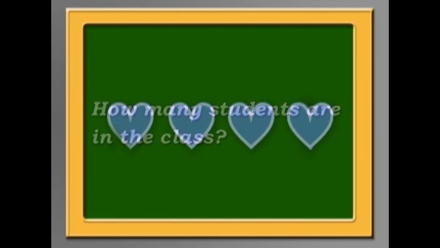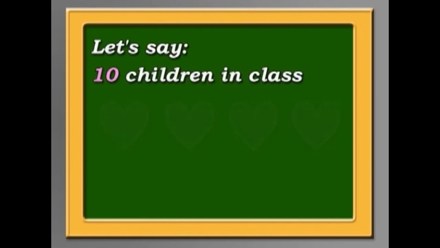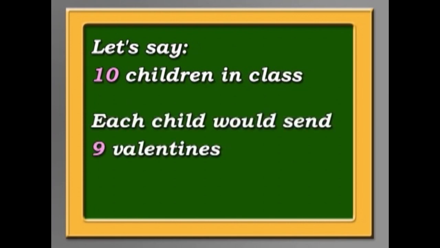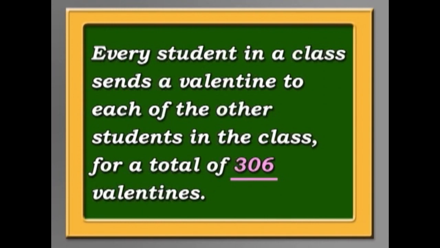Obviously, you're not going to send a valentine to yourself. So let's say there are 10 children in the class. That means each child would send 9 valentines. And 10 times 9 is 90. Get it? But we have here 306 valentines.